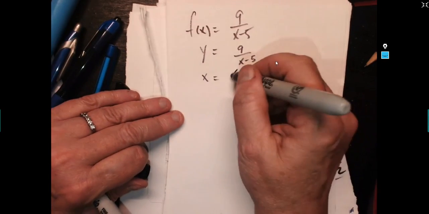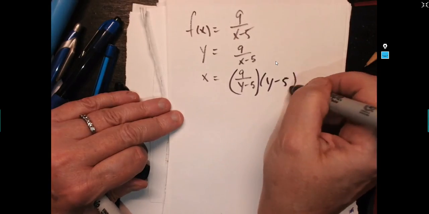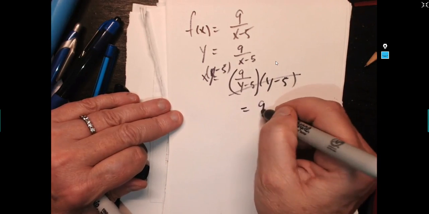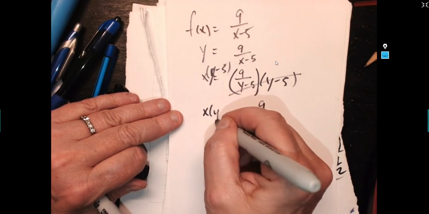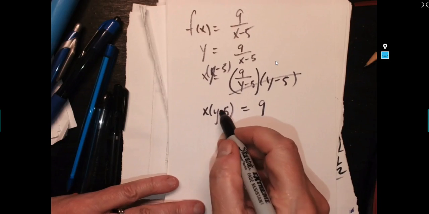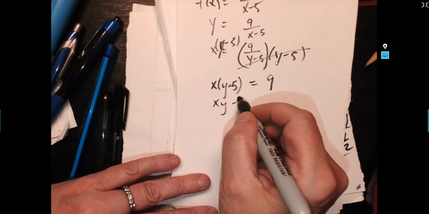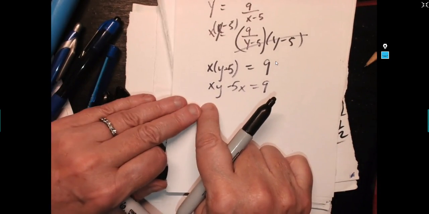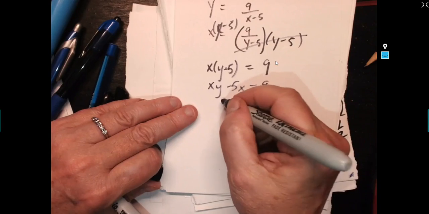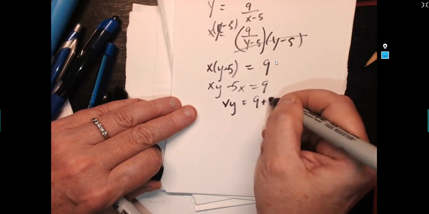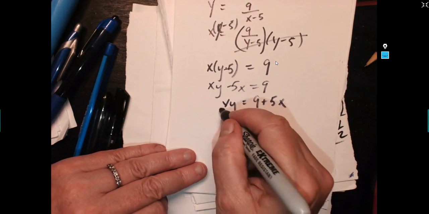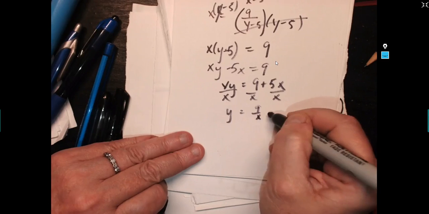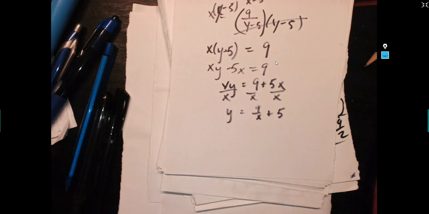First thing you got to do is get rid of the fraction. Y minus 5, that cancels and leaves you 9. Now you're going to have x times y minus 5, and so you're going to have to multiply it through. Now everything with y stays. Everything that doesn't have y goes. Add 5x to both sides. And now to get y by itself, divide everything by x. Now that's a correct answer.